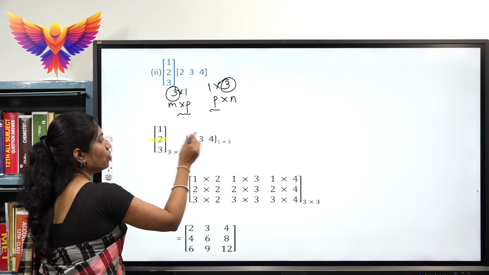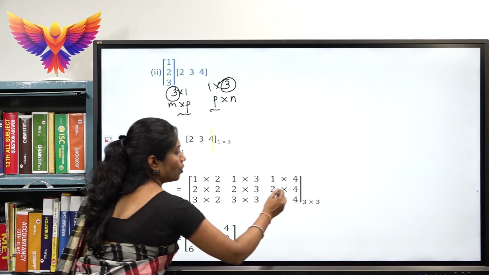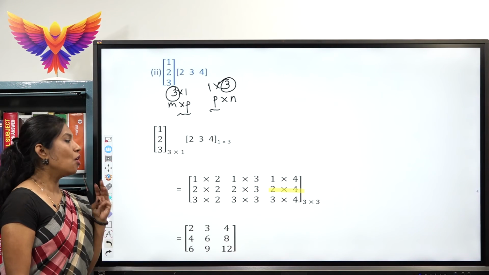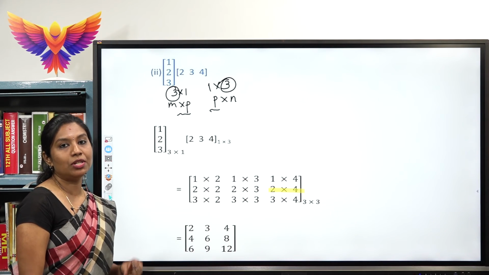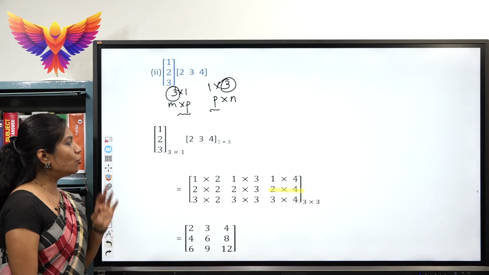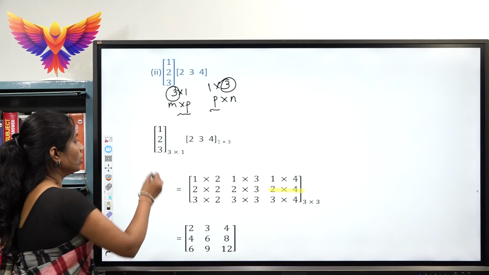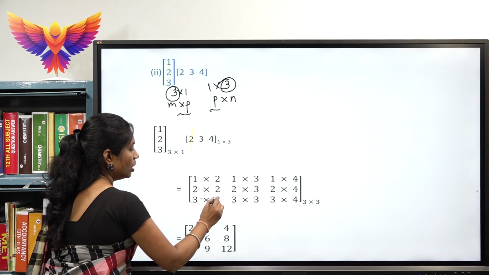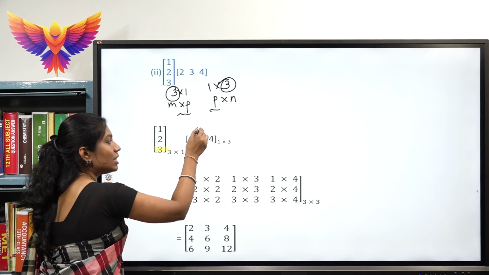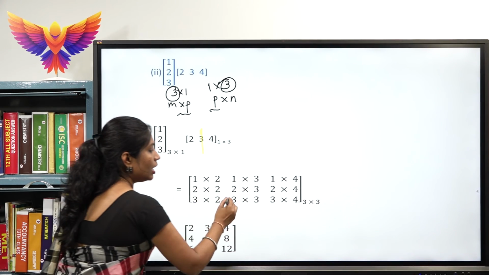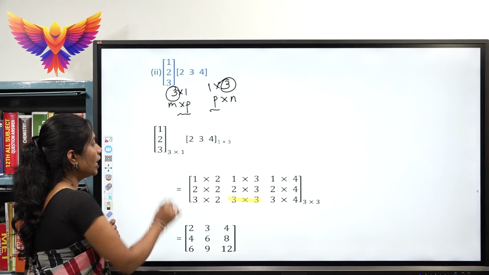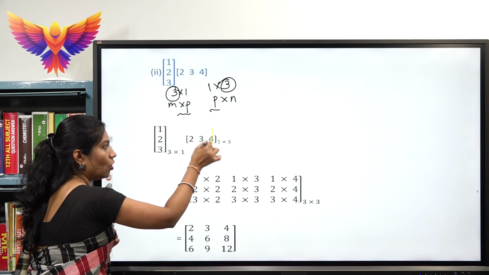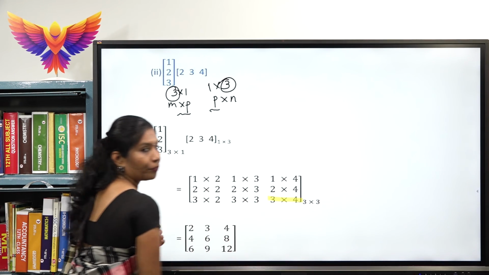Then second row, third column, which is 2 into 4. So, I will be getting all the 3 required elements of the second row. When I go with the third row here, third row, first column, which is 3 into 2, third row, second column, which is 3 into 3. The same way, third row, third column, which is 3 into 4.